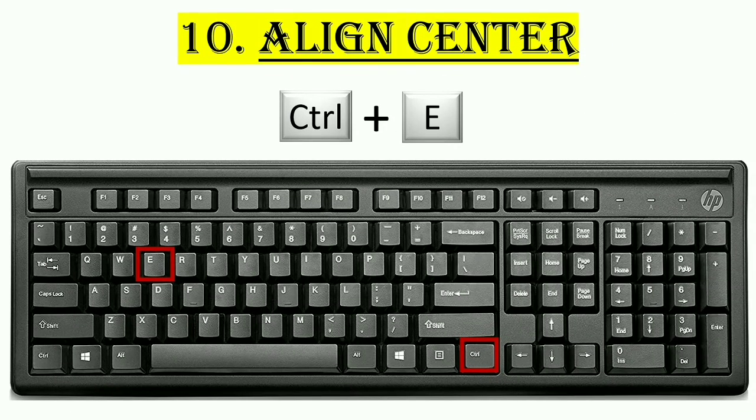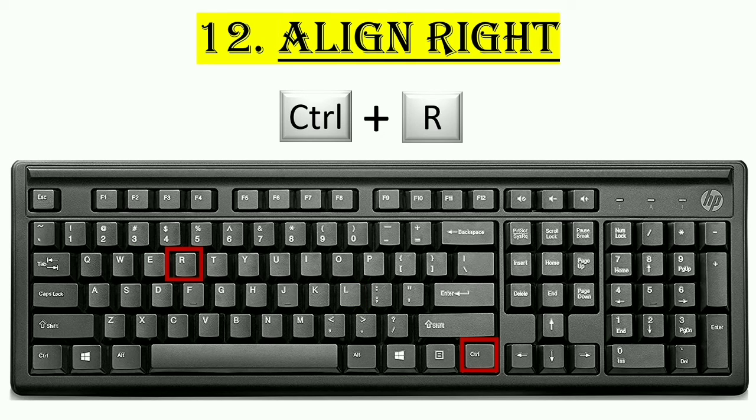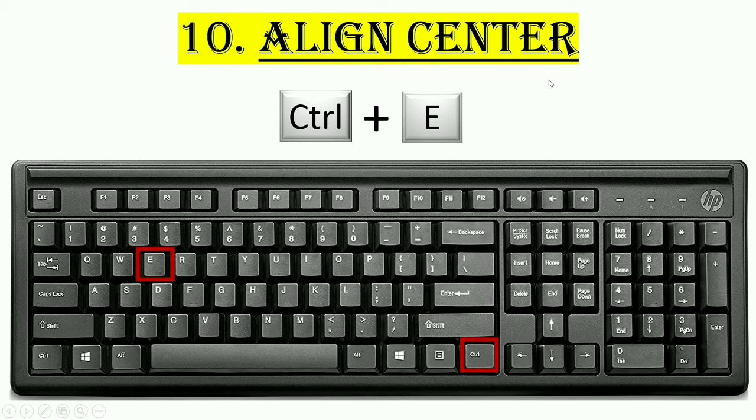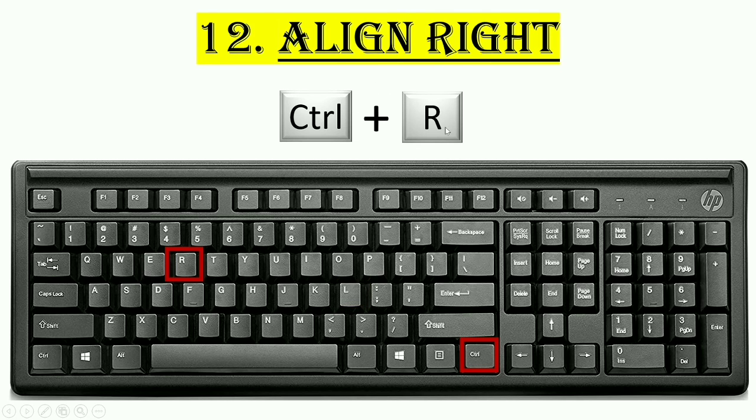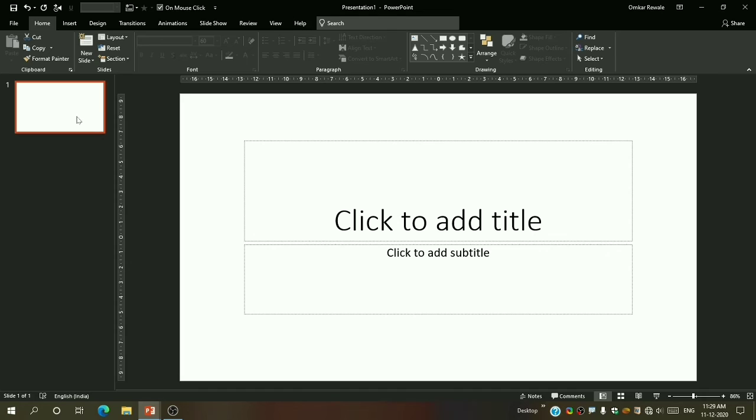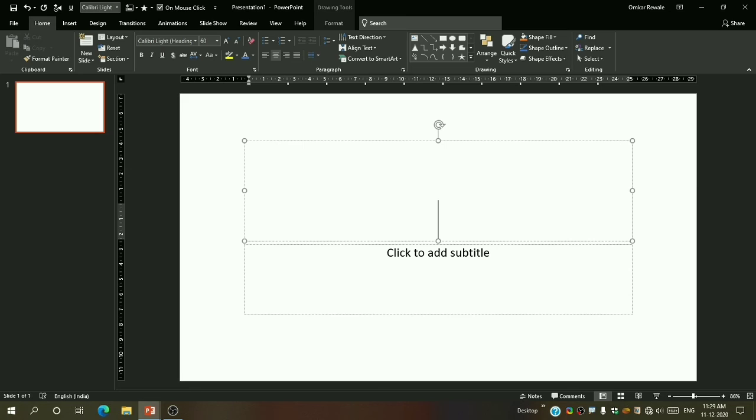So the 10th one is align. We will see the three: align center, align left, and align right, these three simultaneously. For align center, the shortcut key is Ctrl plus E. For align left, the shortcut key is Ctrl plus L, and for align right it is Ctrl plus R. So let us see. Now here, click to add title.